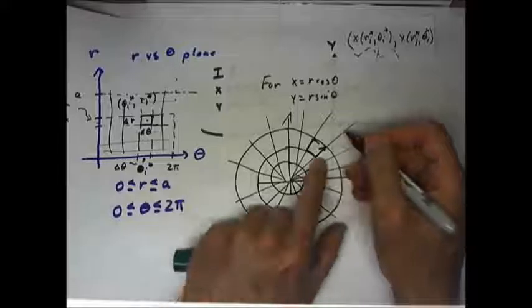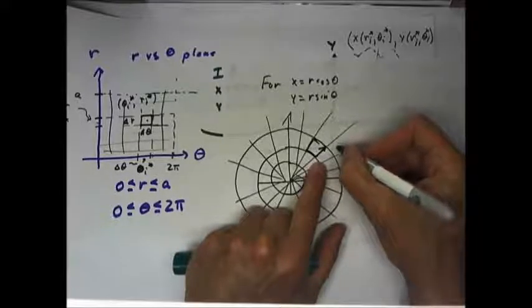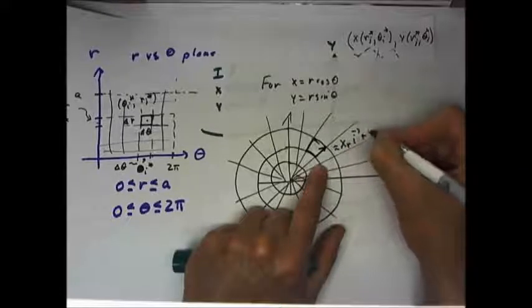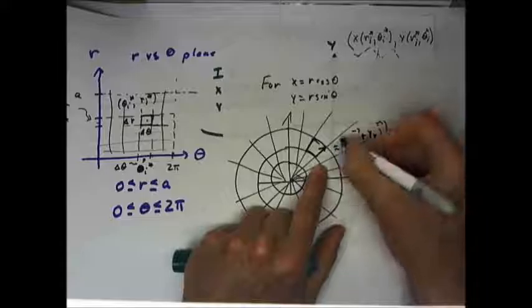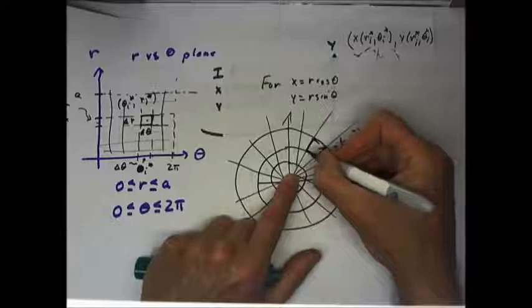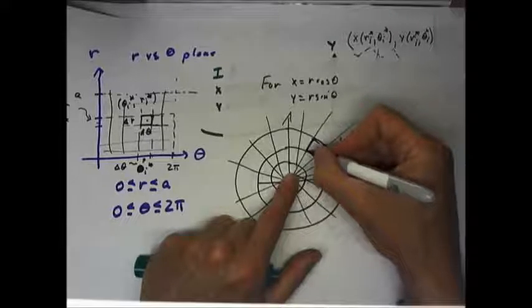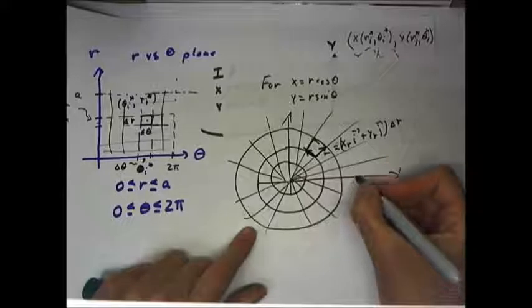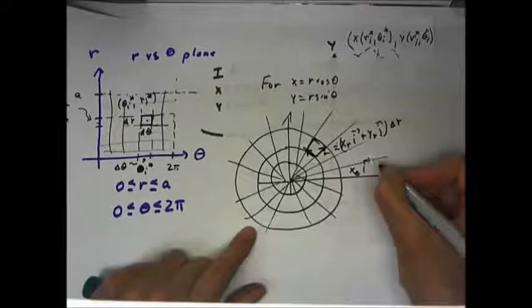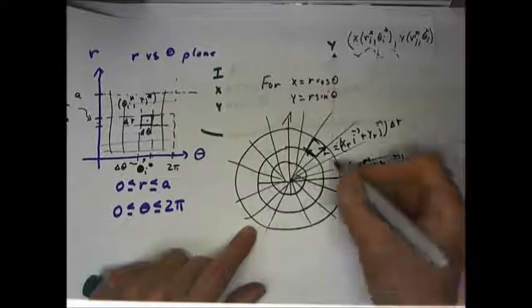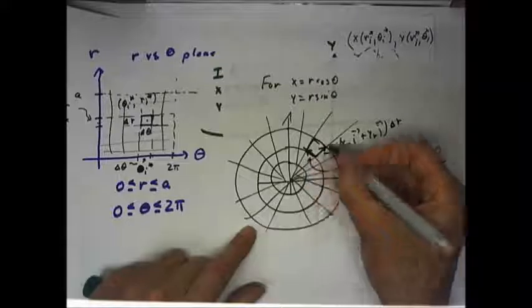For any region within that plane, this vector here is going to be approximately equal to x_r i plus y_r j, delta r, and this boundary here, which is actually curved, is going to be approximated by the vector, and it's a straight line vector now, x_theta i plus y_theta j, delta theta. That's this vector.